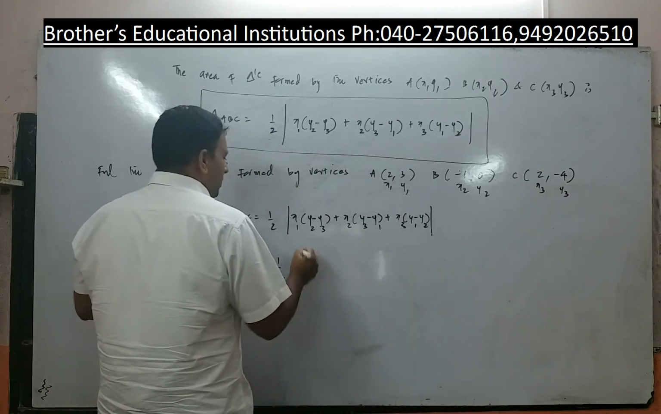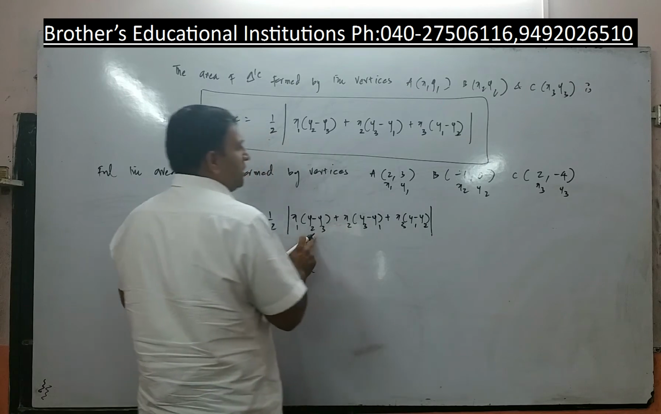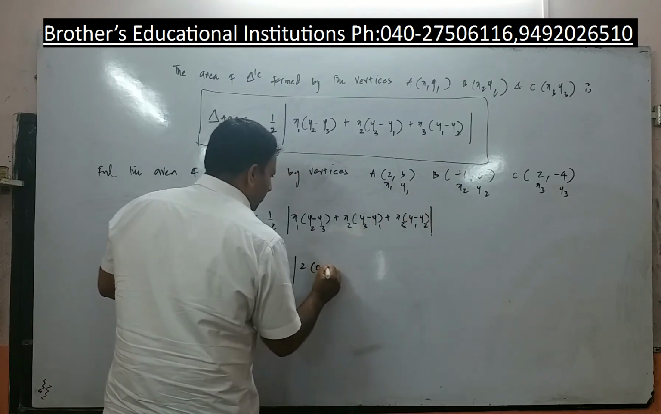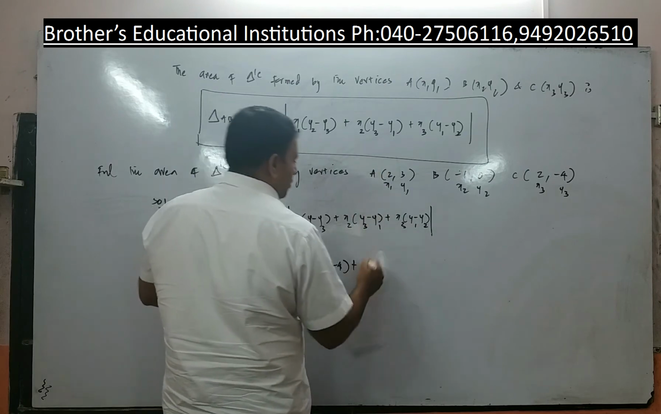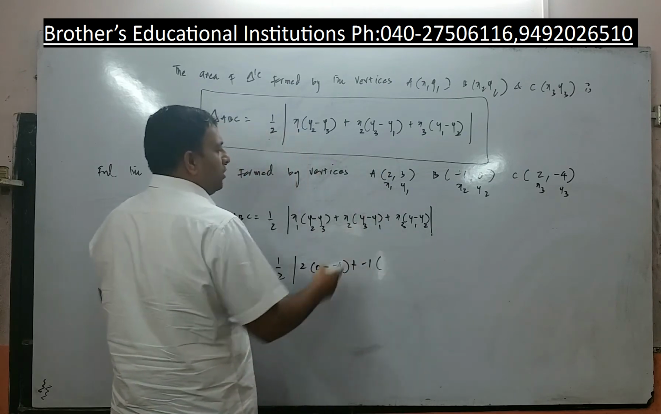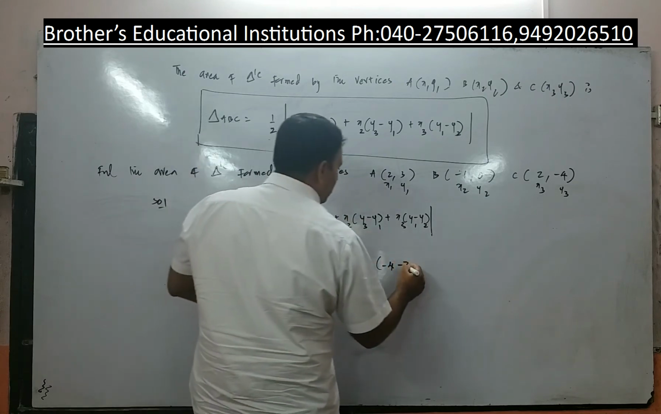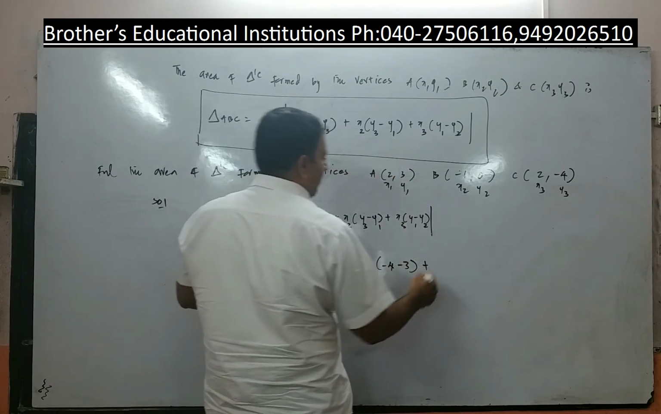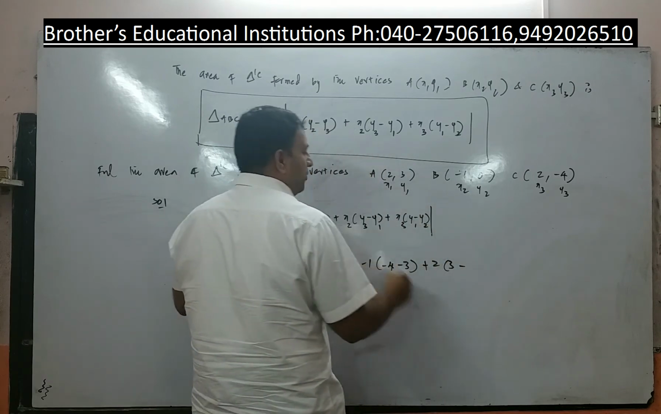What I will do? I will substitute. What is x1 value? x1 is 2. All you need to do is substitute. What is y2 value? 0 minus what is y3 value? Minus 4, plus what is x2 value? Minus 1 into what is y3 value? Minus 4 minus what is y1 value? 3, plus what is x3 value? 2 into what is y1 value? 3 minus what is y2 value?